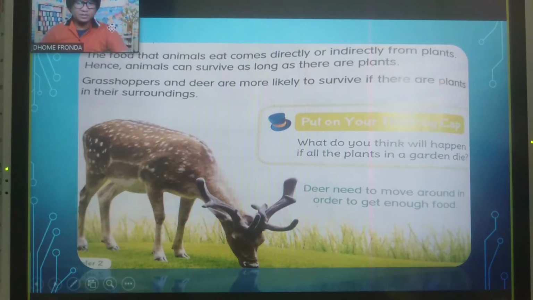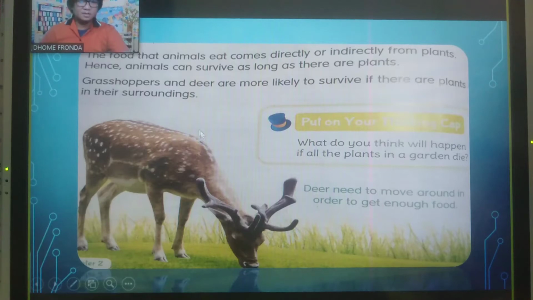The food that animals eat comes directly or indirectly from plants. Hence, animals can survive as long as there are plants, because they need to eat grass over here so that they will survive. So the grasshoppers and deer are more likely to survive if there are plants in their surroundings.